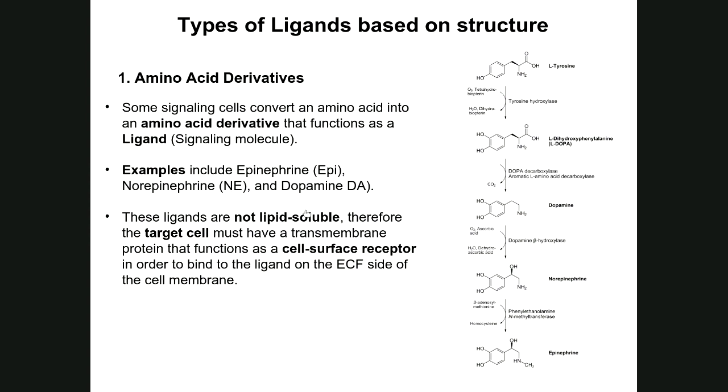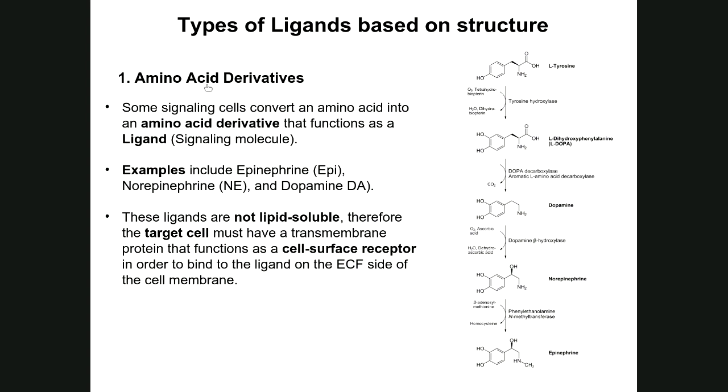And then some neurons have additional enzymes that can take this amino acid derivative, this ligand, norepinephrine, and convert it to adrenaline, better known among the scientific community as epinephrine or epi. So you can see here, these are 3 examples of ligands that based on their chemical structure, they're called amino acid derivatives, but they function as ligands. They come from amino acids, but they are not amino acids.